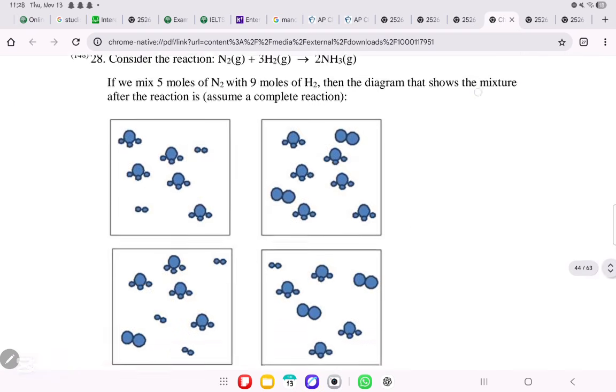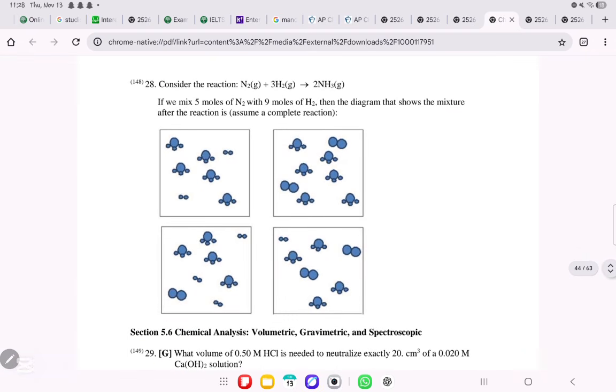We move on to question number 28. Consider the reaction N2 gas plus 3H2 gas gives us 2NH3 gas. If we mix 5 moles of N2 with 9 moles of H2, then the diagram that shows the mixture after the reaction. Okay, so look, basically what they gave us, they gave us the reaction.